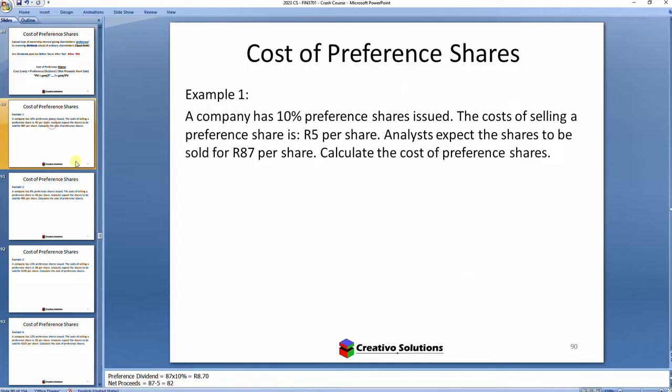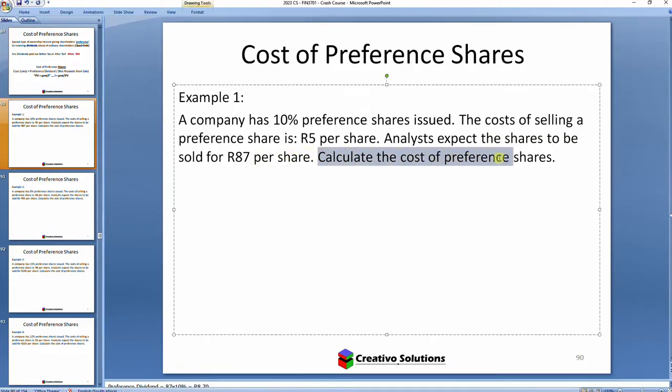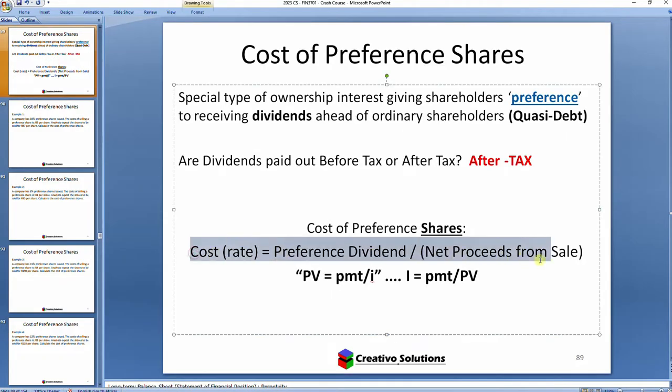So let's just do one example. The others, I'll just give you the answers to. Let's try do this one. Here's the example. We're looking at a company that has a 10% pref share. The cost of selling the pref share is 5 Rand per share, and the analysts expect the shares to be sold for 87. So if we had to calculate the cost of the preference share, what do we need to do? We need to write down this equation.